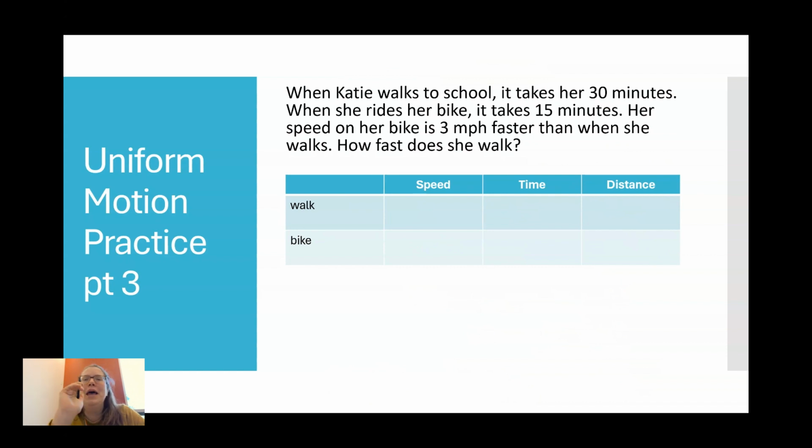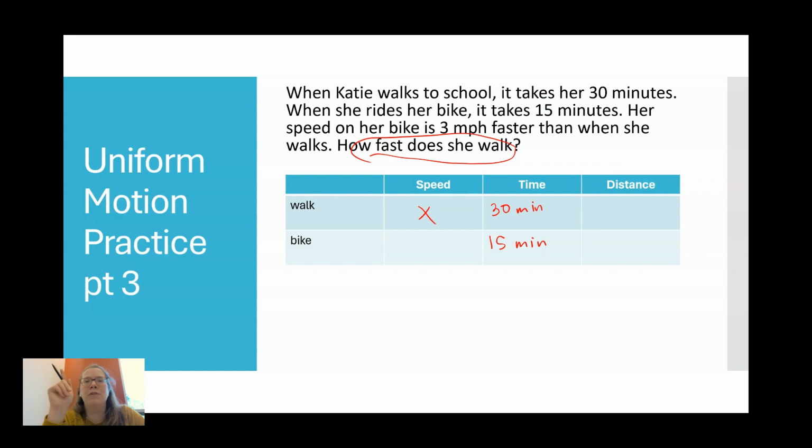It's fine. When Katie walks to school, it takes her 30 minutes. And when she rides her bike, it takes 15 minutes. Her speed on her bike is 3 miles per hour faster than when she walks. How fast does she walk? Okay, that's what we're looking for. So I'm going to put my X right here for how fast does she walk.